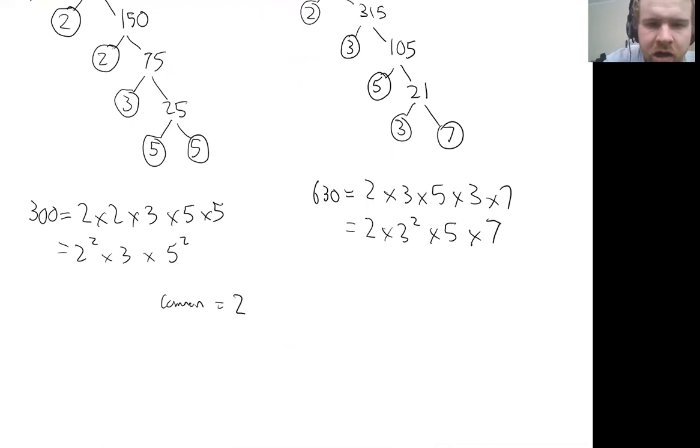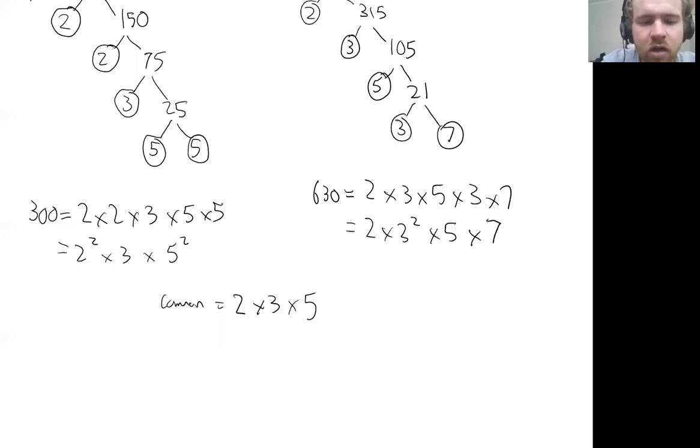And then 630 has 2 3's, but 300 only has 1 3. So we're going to just use 1 3 there. And then 300 has a 5, and 630 has 1 5. So we can include that here. Now 630 has a 7, but 300 doesn't.